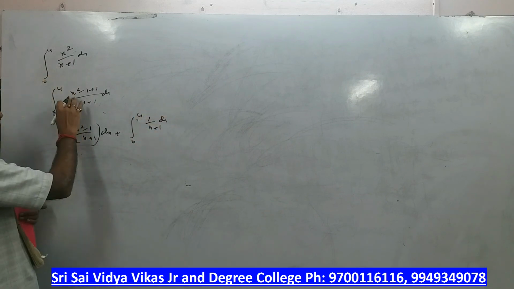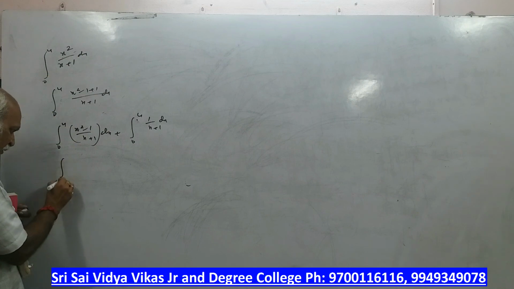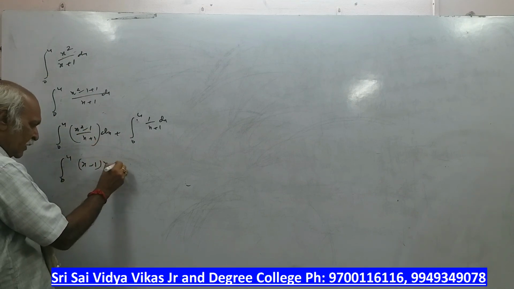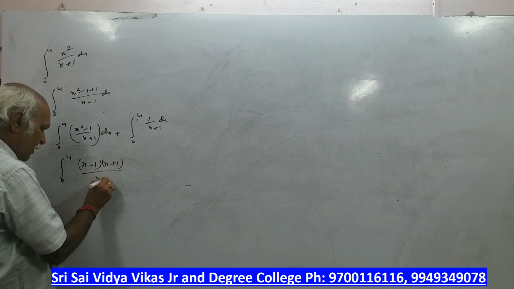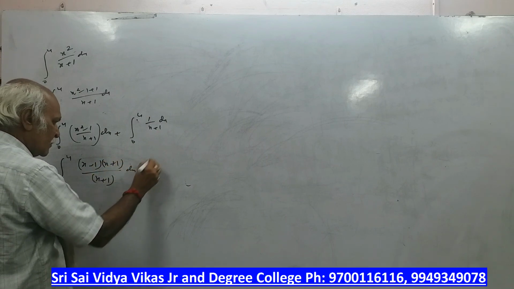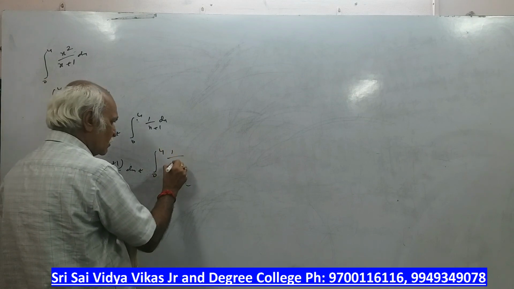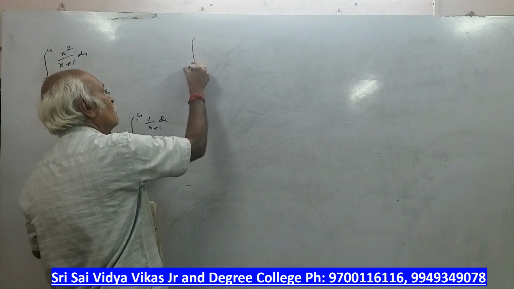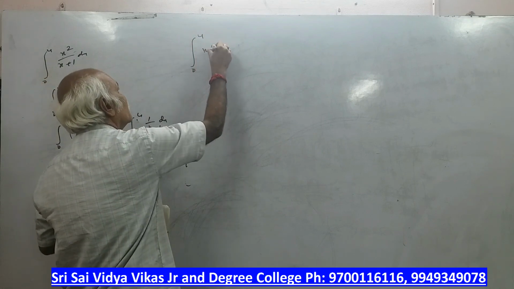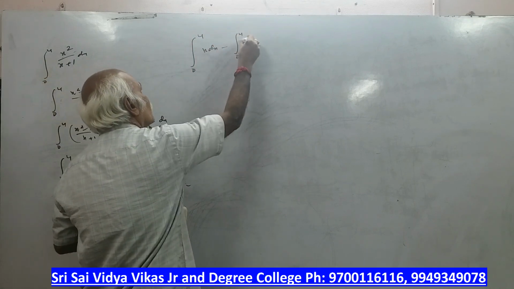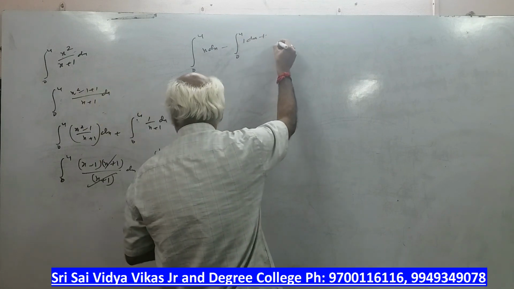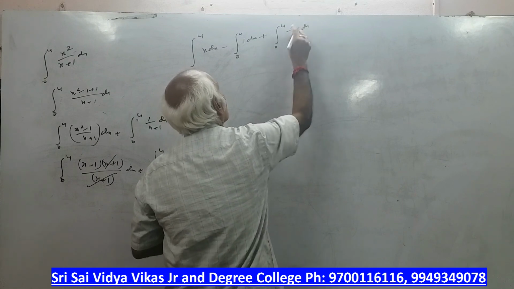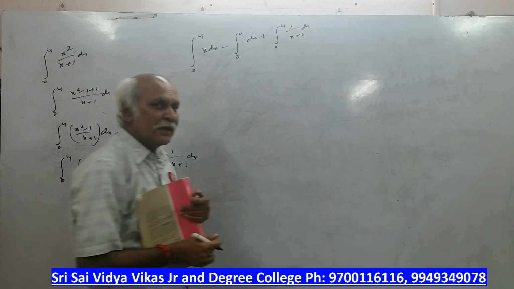Okay, so what I have done? Subtracted 1, add here. So this can be written 0 to 4 x square minus 1 is x plus 1 into x minus 1, into x plus 1 by x plus 1 dx, plus 0 to 4 dx. So what will happen? X plus 1 will get cancelled. Now 0 to 4 x dx minus 0 to 4 1 dx plus 0 to 4 1 by x plus 1 dx. Right? So I have separated them.